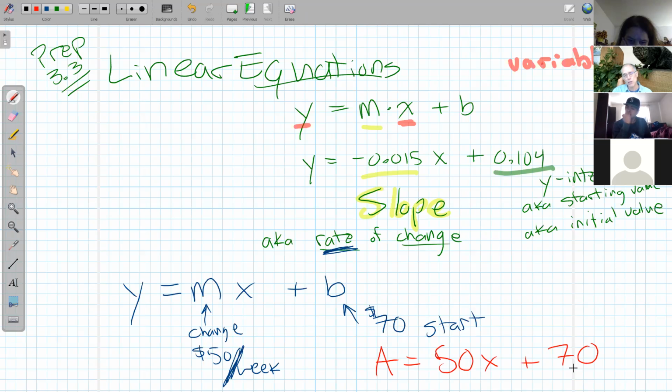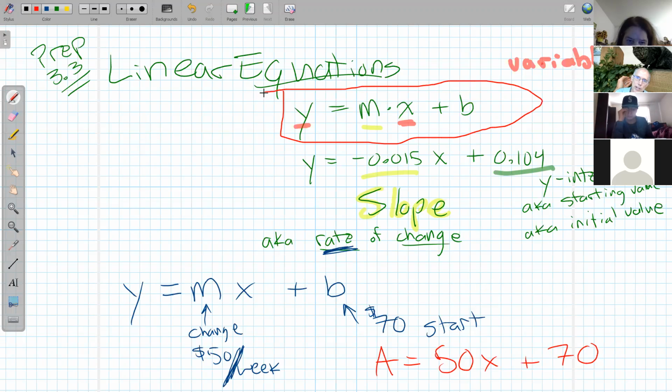And the prep has a few different examples of like this where we have to tease out by reading through it and say, okay, which number is the change? Which number is the starting point? And they're all pretty similar otherwise. They all fit this style of situation.